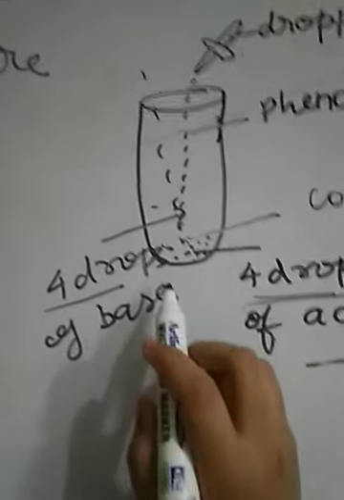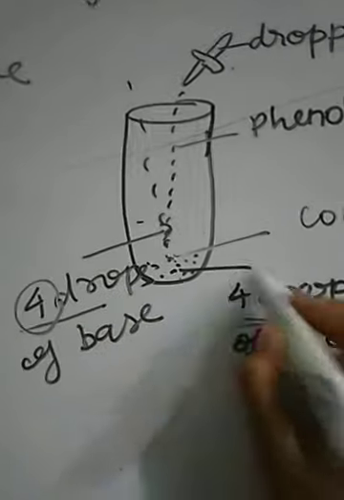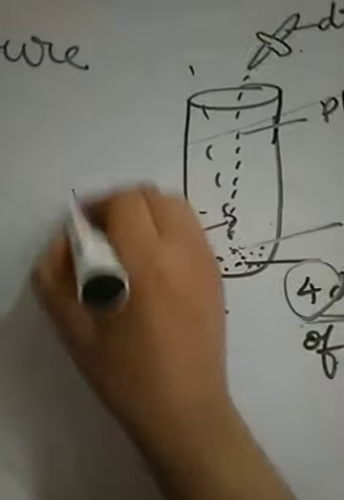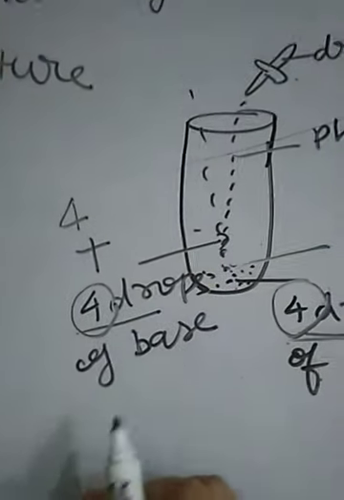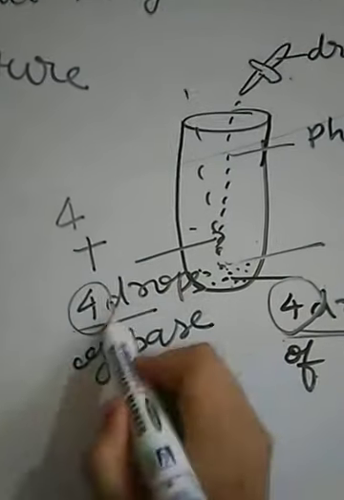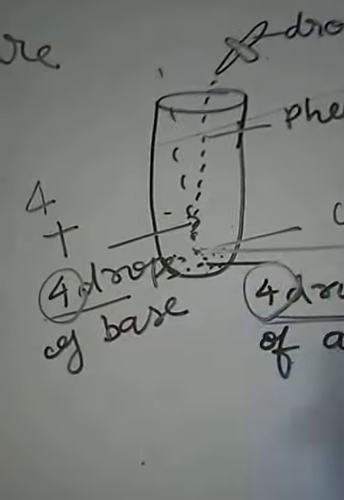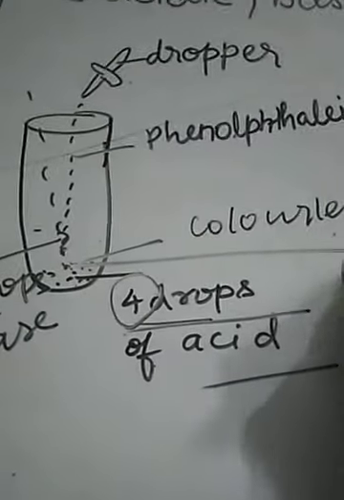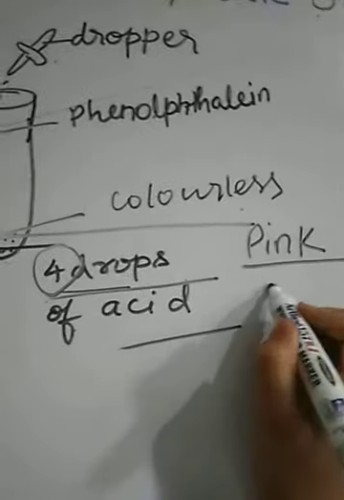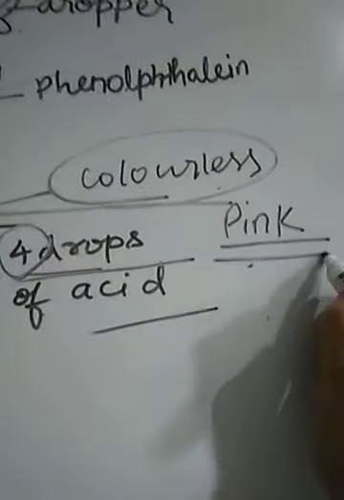So why does the color not change on adding the base? Because here the amount of base is equal to the amount of acid. Okay children, now add 4 more drops of basic solution in it. Here the amount of base is more than the amount of acid, and children, you will observe that the color of the solution changes to pink. Earlier it was colorless and now it becomes pink.